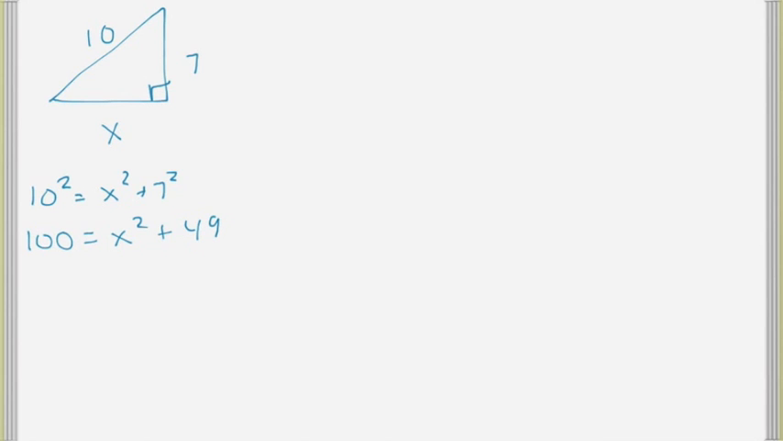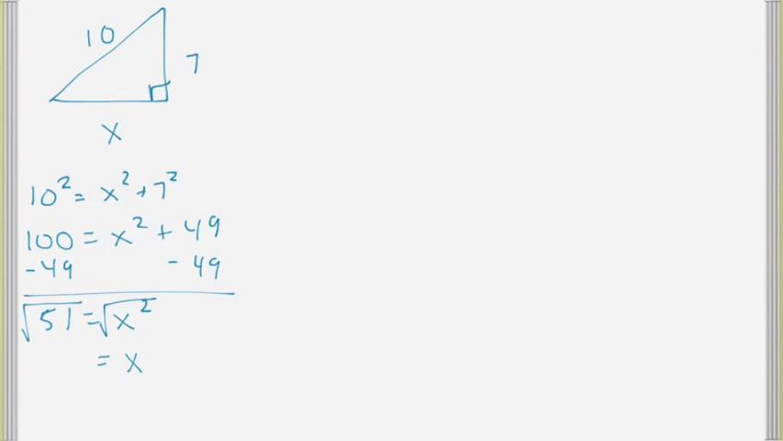I'm trying to solve for x. So I'm going to subtract the 49 from both sides. But I don't want to know what x squared is. I want to know what x is. So how do I undo a square? Square root. Squares and square roots are opposites. They undo each other. So I'm going to square root both sides of this, and that will give me just an x. And the square root of 51.